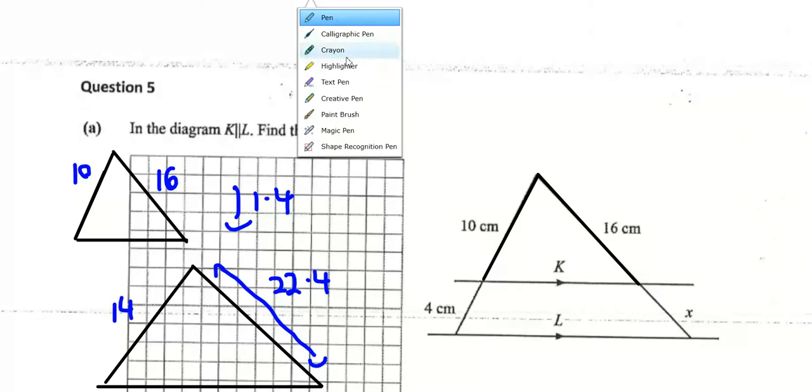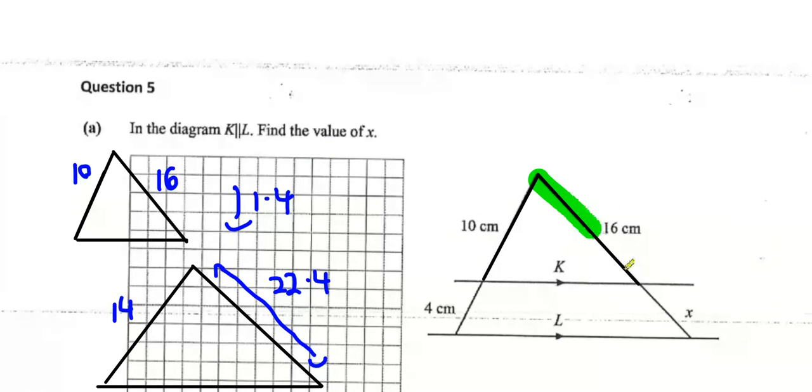Lads, if this yellow line equals 22.4, what does that mean about the x part? X part has to be 6.4. Why? Because it has to add to 22.4. That's one way of doing it.